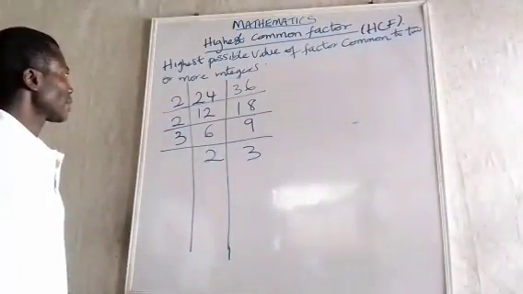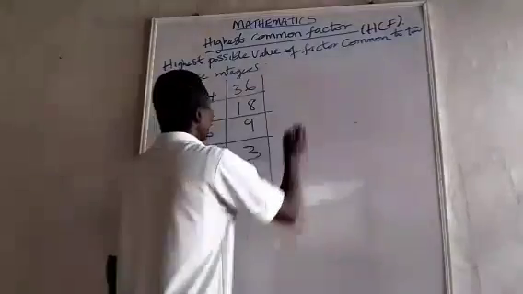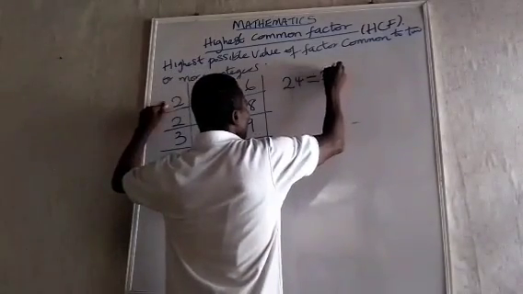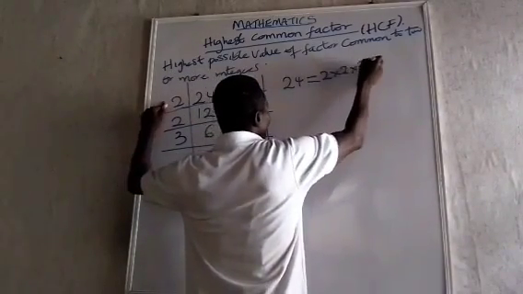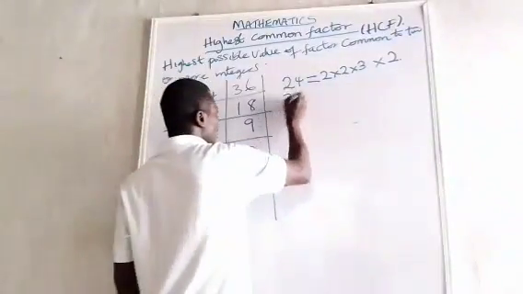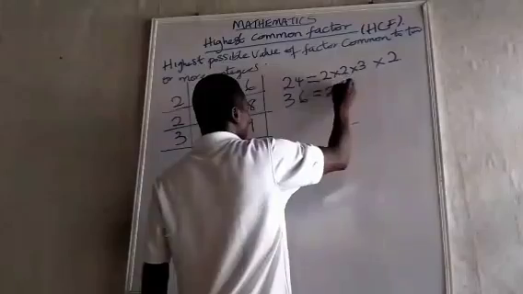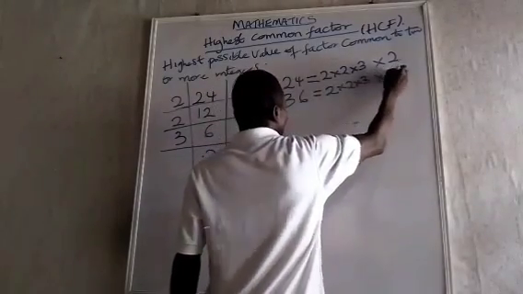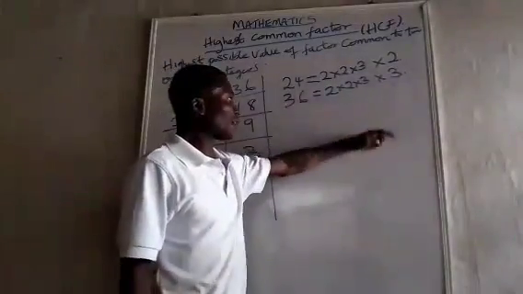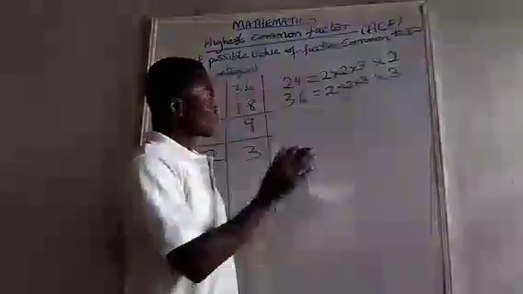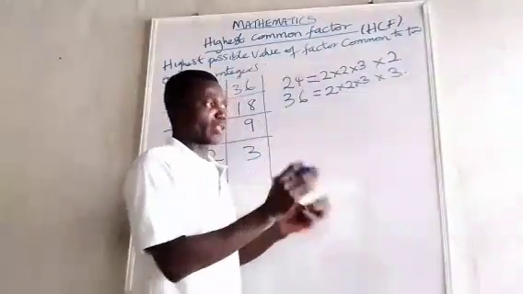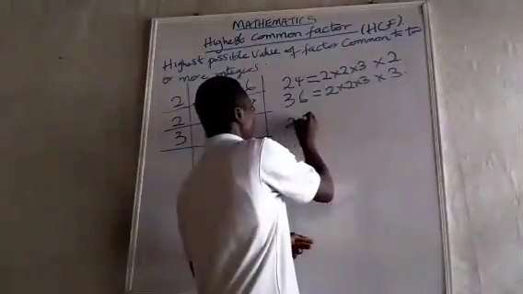You can see. So, this implies that 24 will be equal to 2 times 2 times 3 times 2. This 2 is what I'm putting there. 36 will be equal to 2 times 2 times 3 times 3. You can see that we have easily located the common prime factors to the two of them. And it means that the multiplication of these prime factors is giving us the highest possible common factor to the two of them.